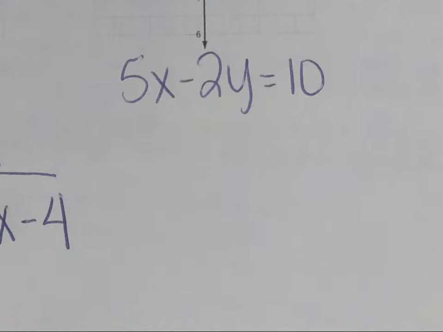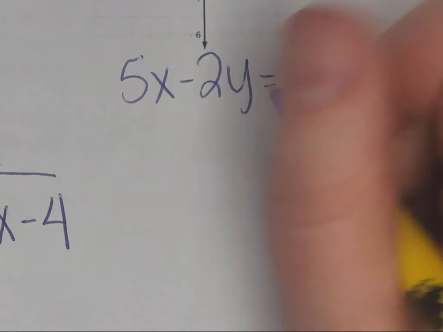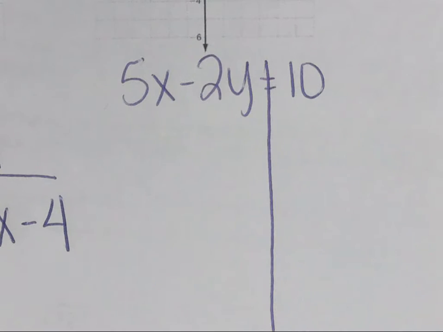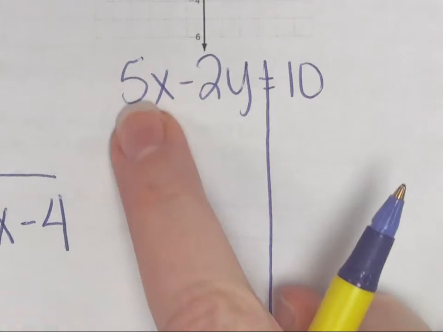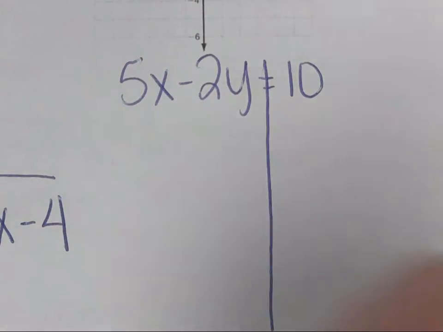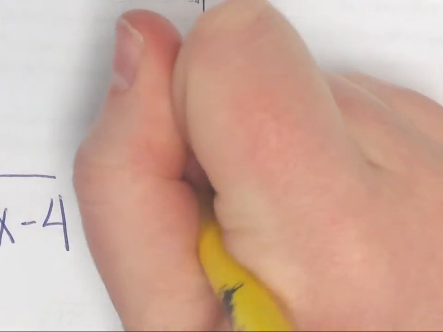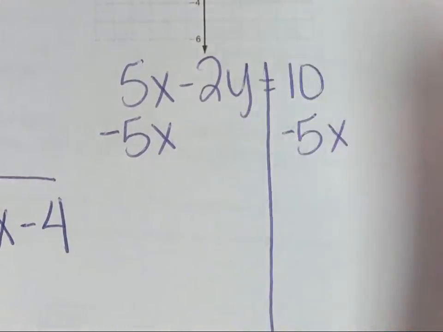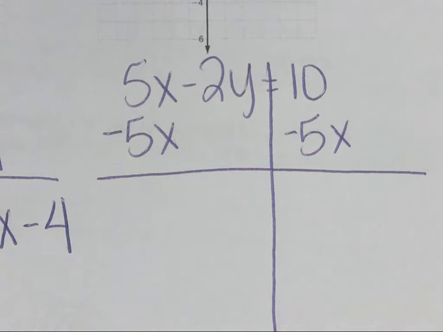5x minus 2y is equal to 10. I'm going to go ahead and draw my line. Now, Kyle, what is our first step? Why do we have to subtract 5x first? We want to get y by itself, and we want to move the x's first. We can't move this number until we move the 5x. So minus 5x on both sides, just like we were doing. Swap the 2y. Very good.